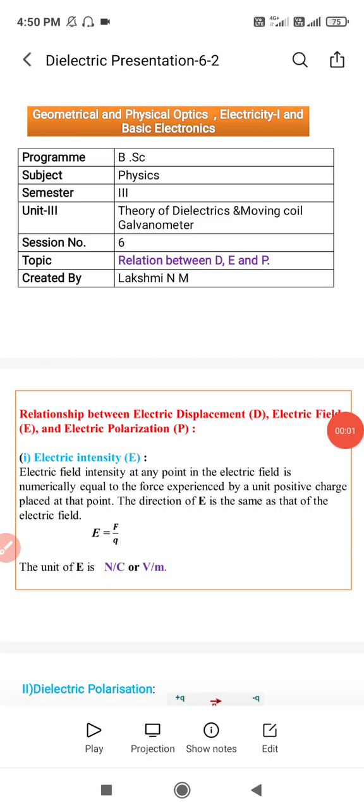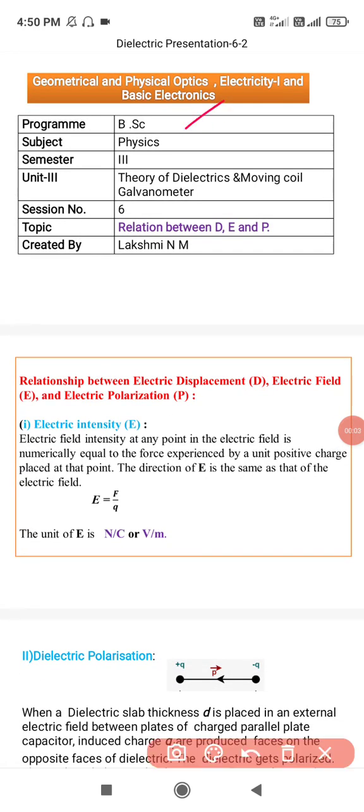Welcome to the physics class, BSc Physics, 3rd semester, paper name Geometrical and Physical Optics, Electricity 1 and Basic Electronics. In this paper, unit 3, Theory of Dielectrics and Moving Coil Galvanometer. In this 6th session, we will study the relationship between D, E and P.